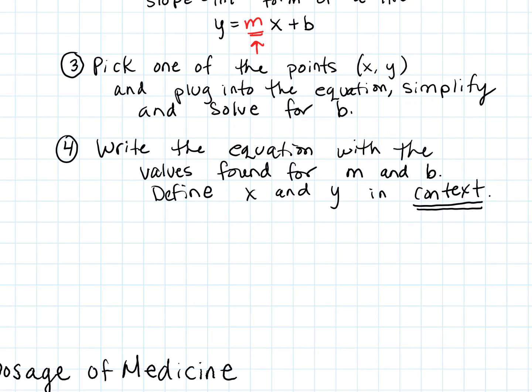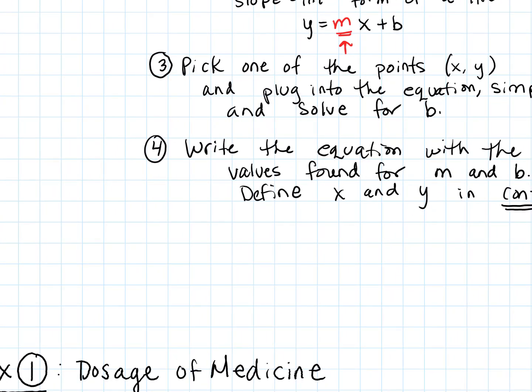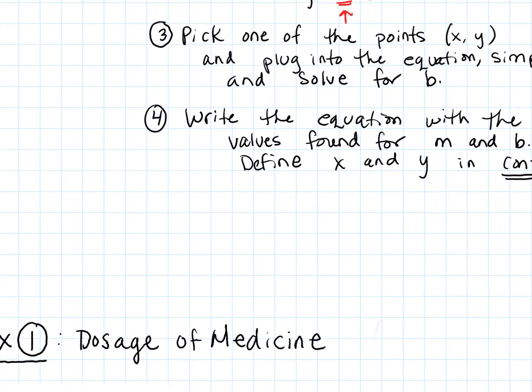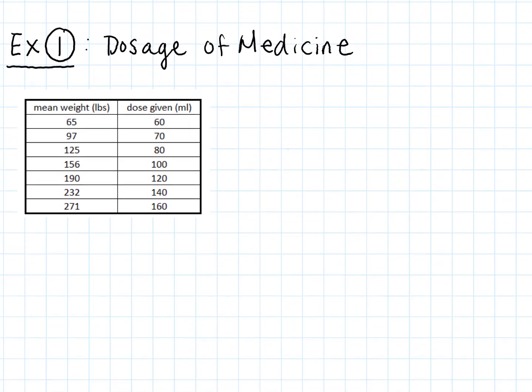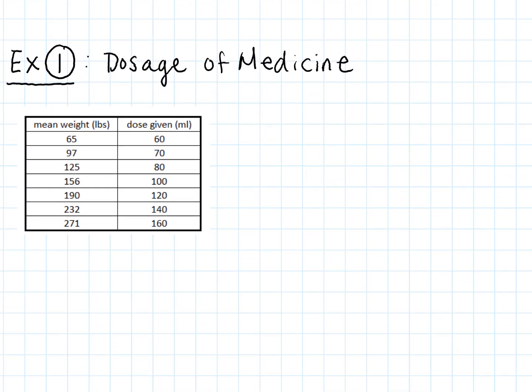Okay, so let's do one quick example here with the dosage of medicine. So let's do this example. So here's an example that we did in 5.1. We graphed this data. But what if we wanted to write the equation of this data, not a visual representation, but an actual mathematical equation that represents this data? How would we do that?